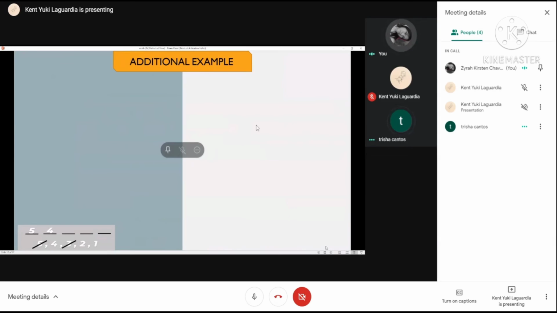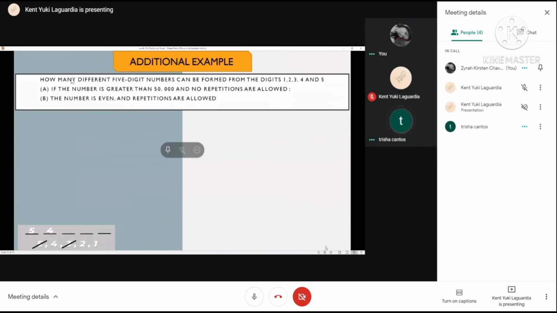Additional example. How many different 5-digit numbers can be formed from the digits 1, 2, 3, 4, and 5? A. If the number is greater than 50,000 and no repetitions are allowed. B. The number is even and repetitions are allowed.